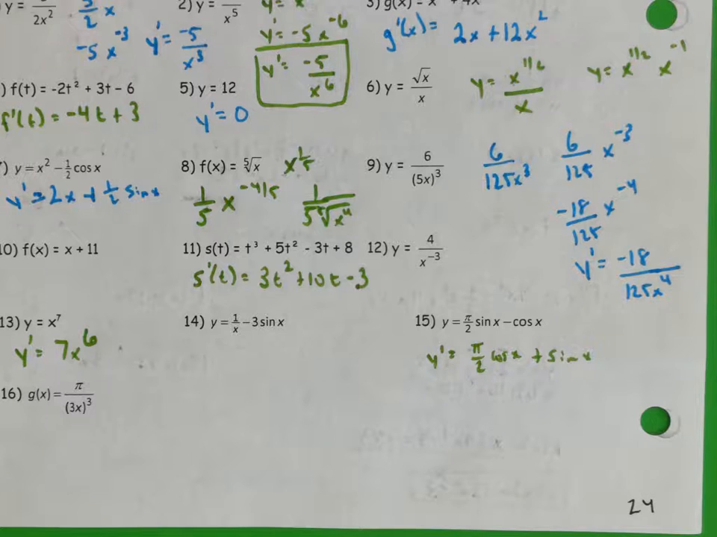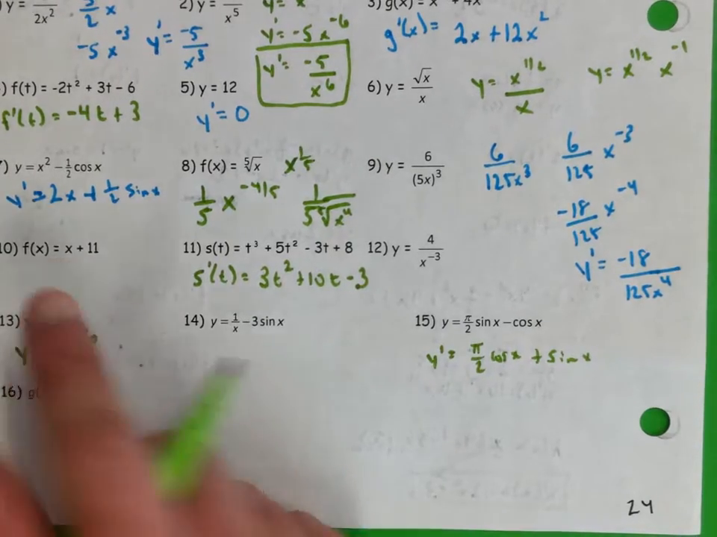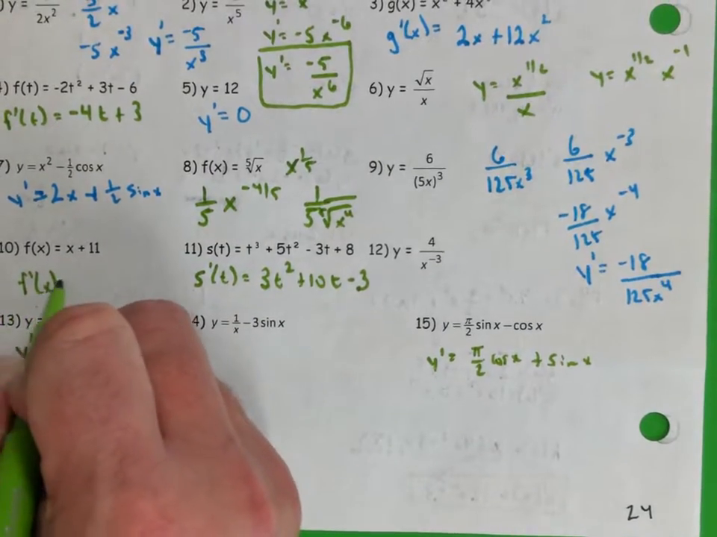All right. Number 10 is easy, isn't it? What's the derivative of x? 1. So f prime equals 1.